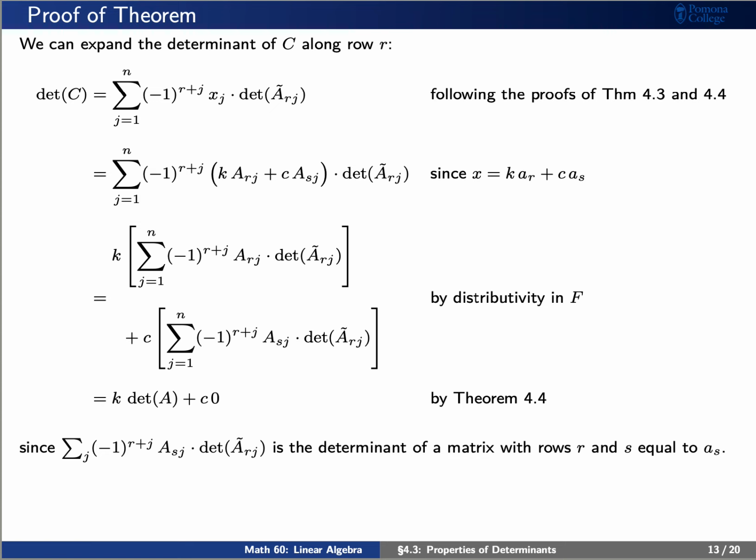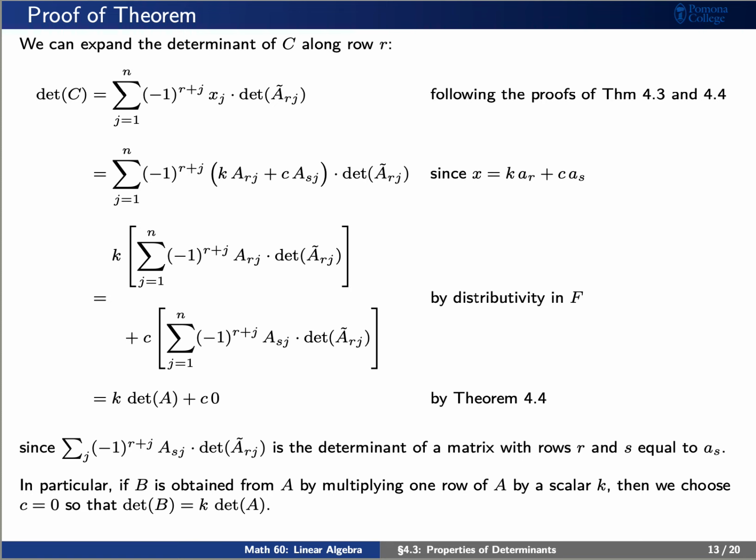This second sum would have to be 0 because it does look like the determinant of a matrix where rows R and S are both equal to just row S. Since the two rows are equal, we see that the determinant does have to be 0. So we see that the determinant of C is k times the determinant of A. Now, we claim that we can actually prove the first two statements of the theorem just from this expression here.